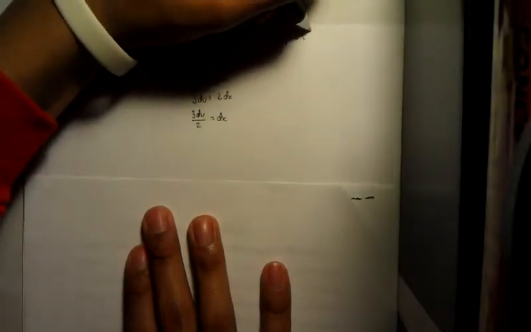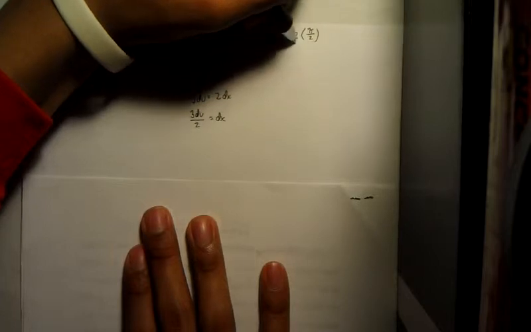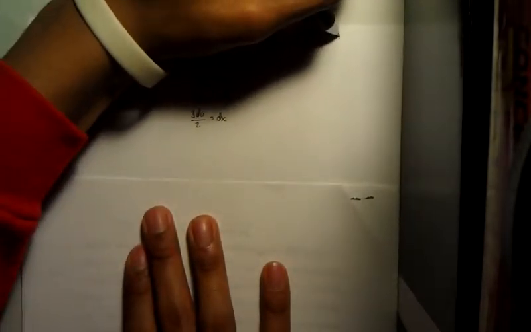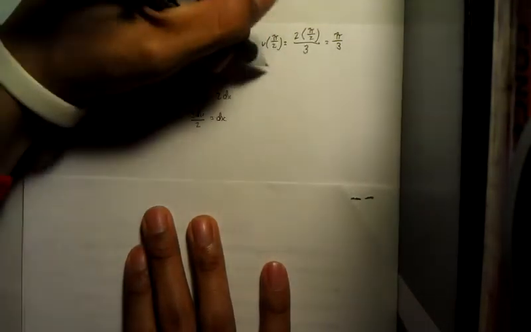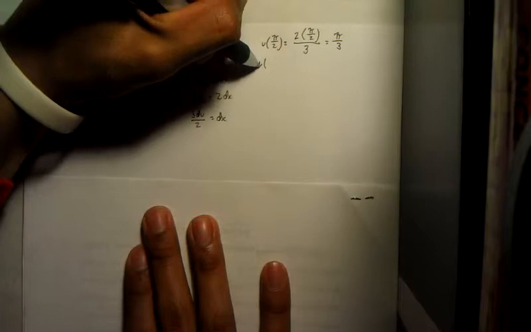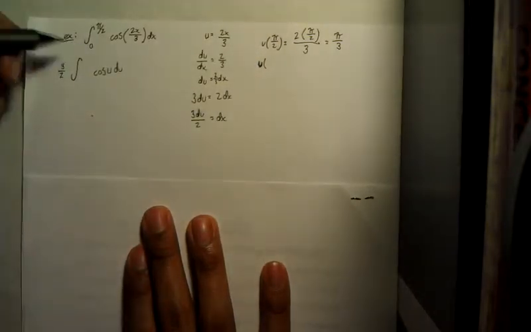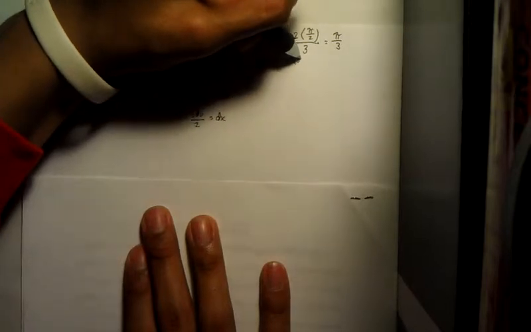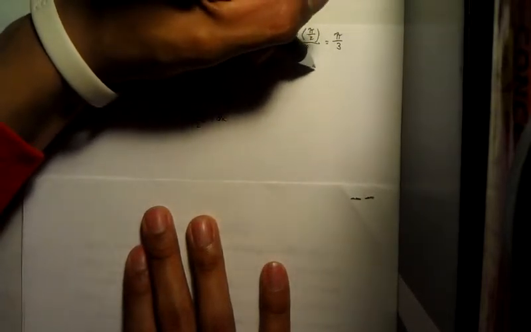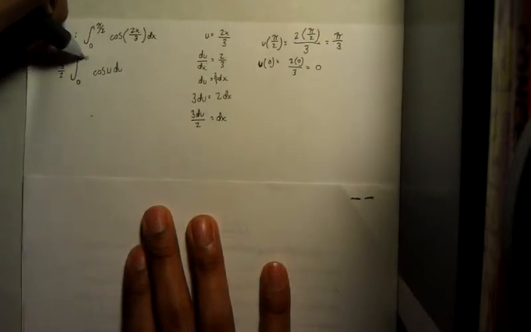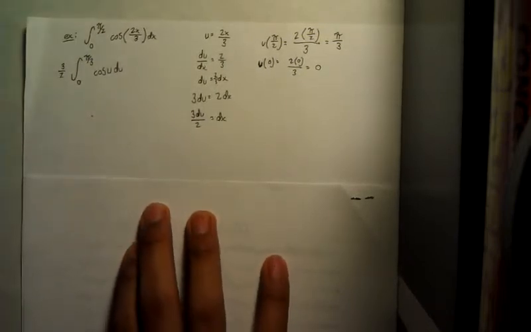So u of pi over 2 equals 2 times pi over 2 all over 3, which equals pi over 3. And then u of 0 equals 2 times 0 over 3, which equals 0. So our new limits are from 0 to pi over 3.